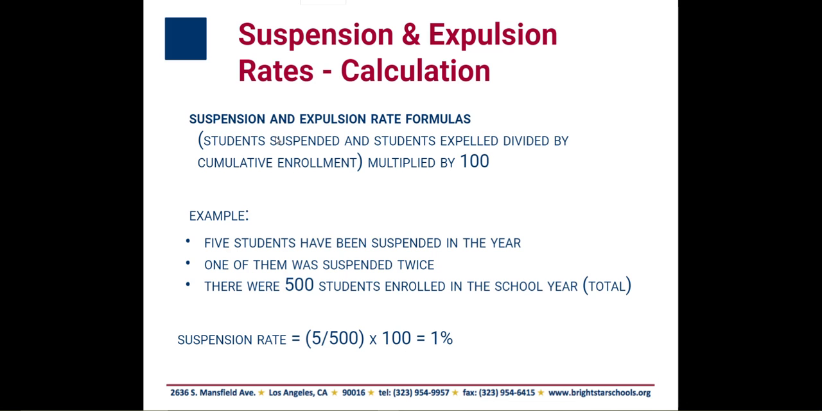Here's an example. In an imaginary school, 5 students have been suspended in the year. It just happens to be that one of those was suspended multiple times. And there were 500 students who were enrolled at any point in the school year. Now your suspension rate for this imaginary school is going to be 5 divided by 500 multiplied by 100. So the 5 is those students who were suspended at least once. Again, one of them was suspended multiple times, but we're not counting them multiple times. We're still saying only 5 students divided by the cumulative enrollment of 500 multiplied by 100. This imaginary school's suspension rate for the year was 1%.